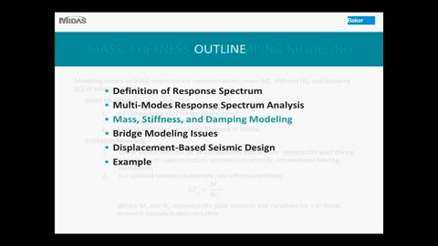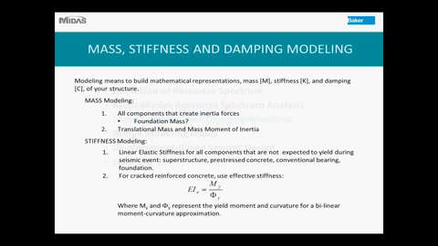Now we go to the mass, stiffness and damping modeling. For response spectrum analysis, when you build your model, modeling means building a mathematical representation of the mass, stiffness and damping matrices of your structure. First, let's talk about mass modeling. The criterion for mass modeling is that all the components in your system that will create inertial forces need to be modeled.